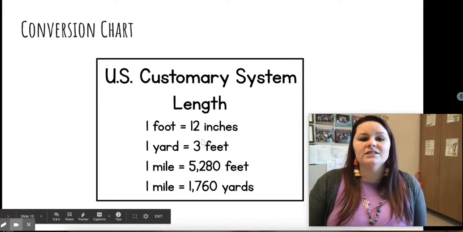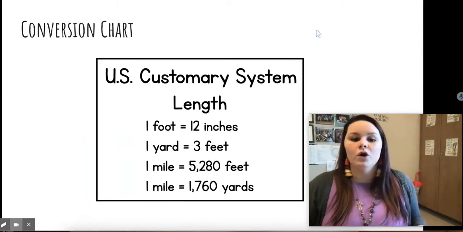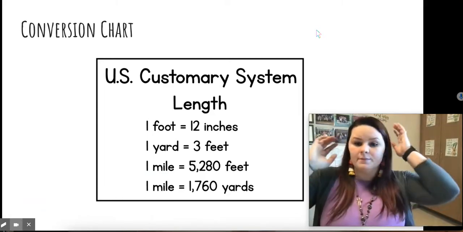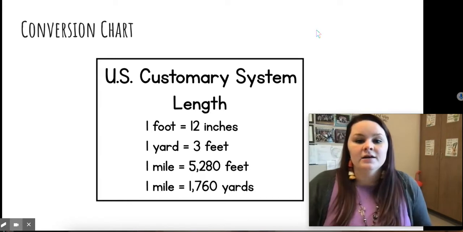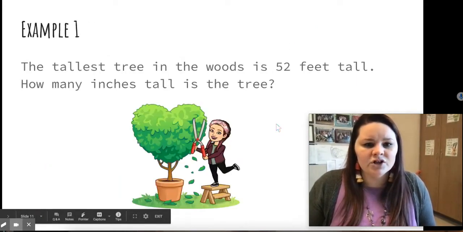So again, this conversion chart is very important. We're going to need this for answering all of our questions. Make sure to keep this handy and use it when you're answering problems like this. So let's have a look at an example.